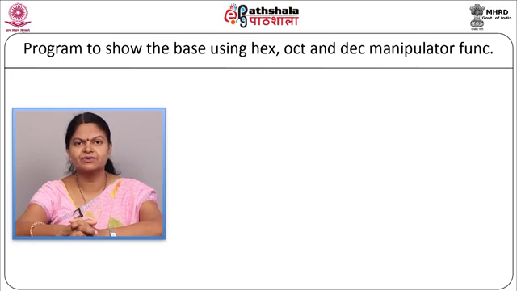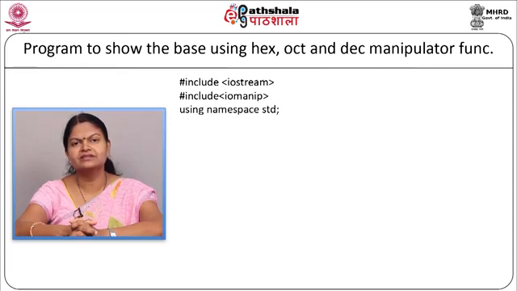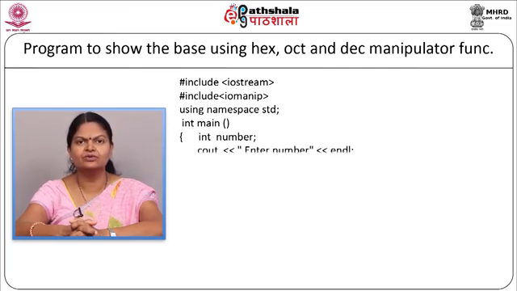We will start with our program: #include <iostream>, #include <iomanip>, using namespace std. Now we will start with our main function as int main. We will declare the variable here as integer number. Now we will take a value of this number from the user. So first we will display the message as cout, enter the number. We will take a number from the user as cin number.